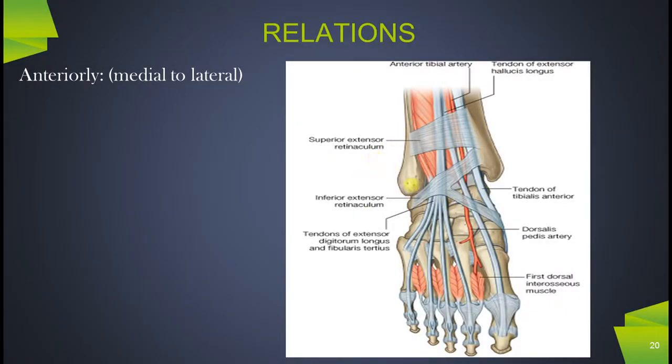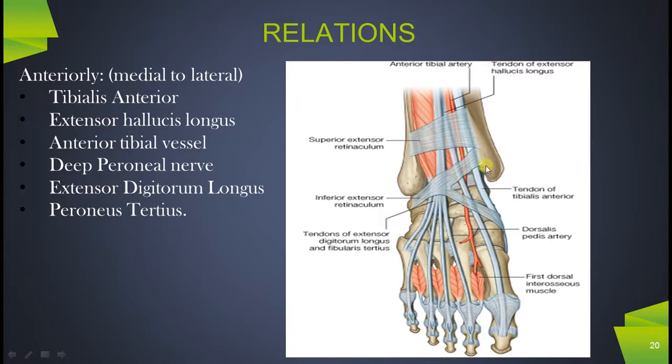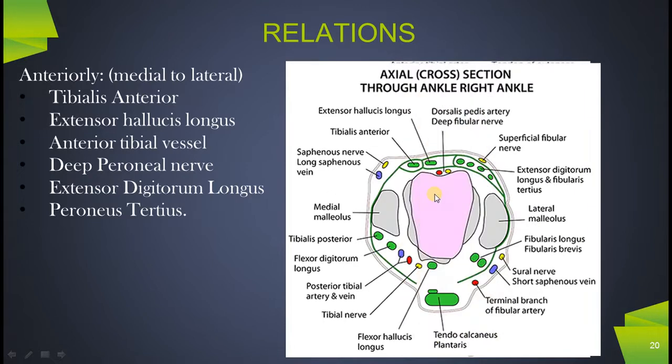Relations. Anteriorly, very simple, structures passing deep to the extensor retinaculum. They form the anterior relations. Tibialis anterior, extensor hallucis longus, anterior tibial vessel, deep peroneal nerve and extensor digitorum longus followed by peroneus tertius. So all these tendons with the anterior tibial vessels and nerves are structures passing deep to the extensor retinaculum. They form the anterior relations.